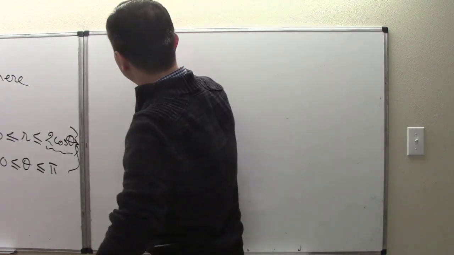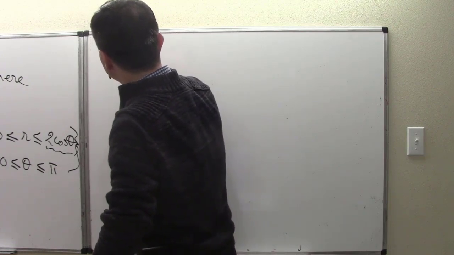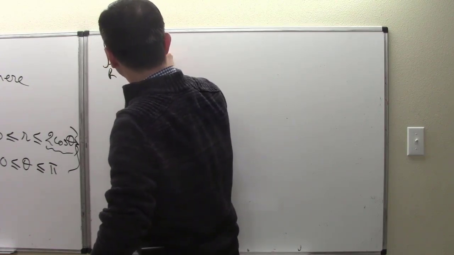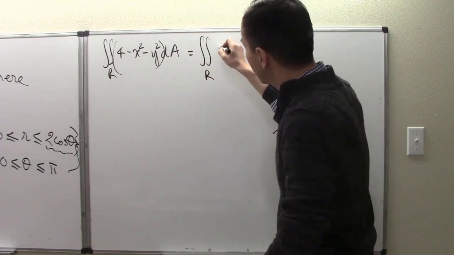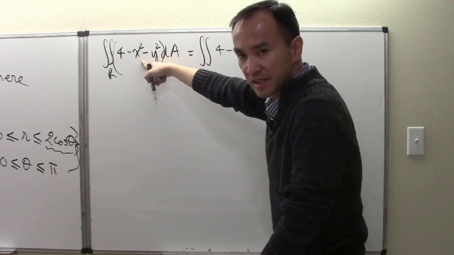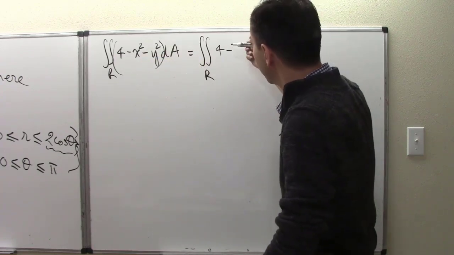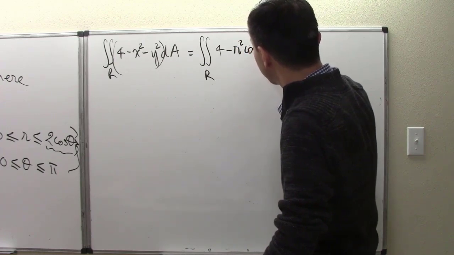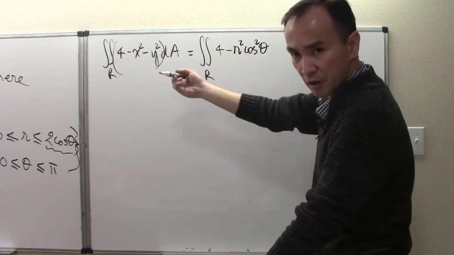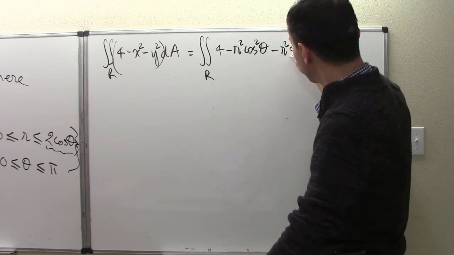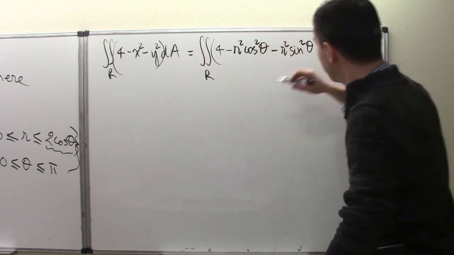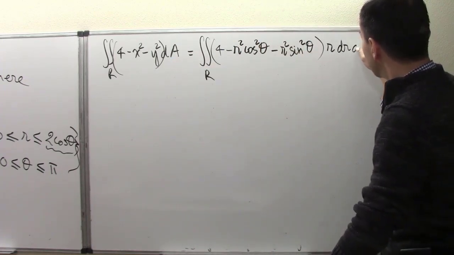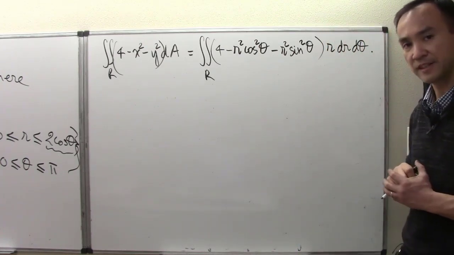Then the double integral. First of all, the function here is 4 minus x squared minus y squared dA. This double integral can be rewritten as the double integral over the region. The constant 4 is here, but x can be substituted by r times cosine theta, so it becomes r squared times cosine squared theta. And y is substituted by r times sine theta, so it's minus r squared times sine squared theta. And dA is substituted by r times dr d theta. That's the first thing to substitute.